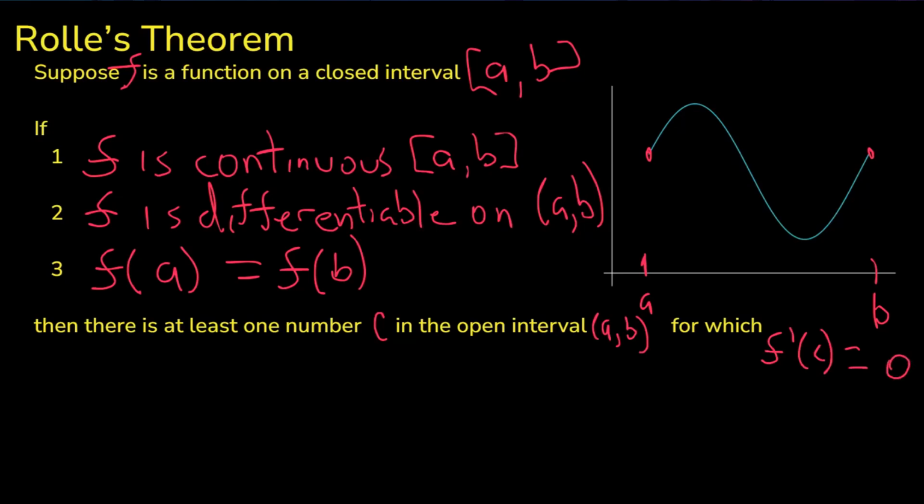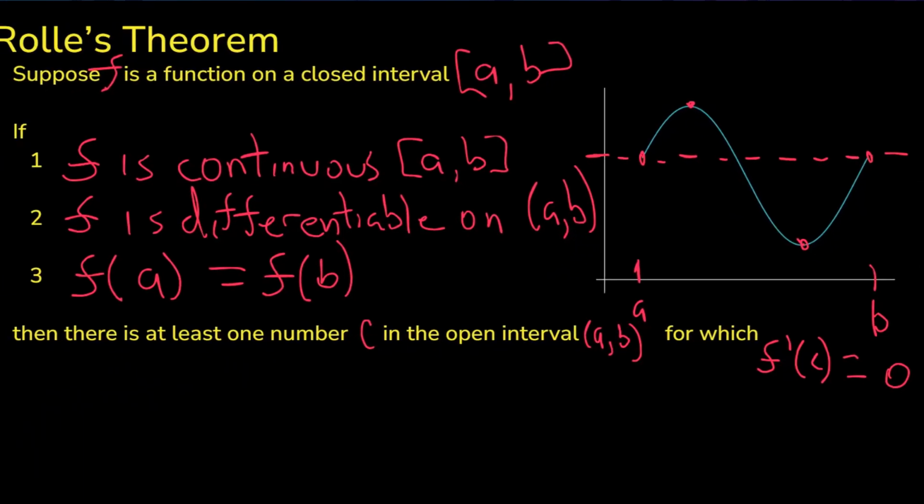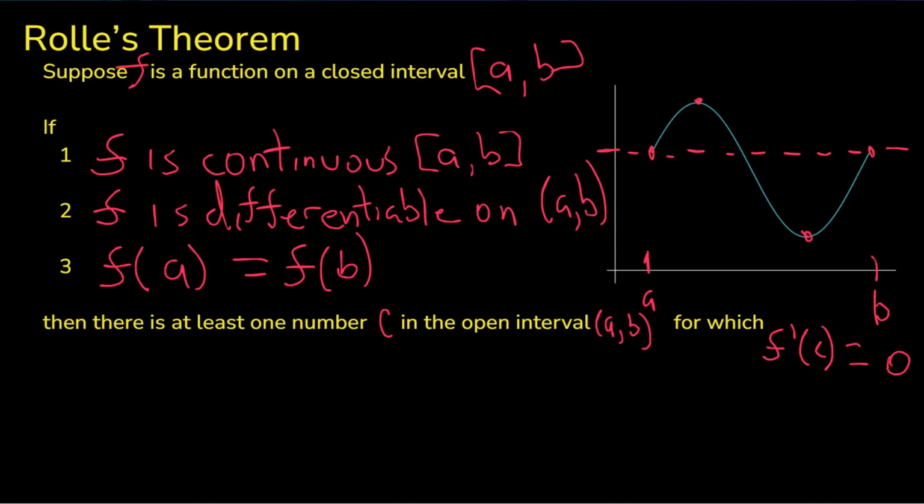So if you look at the graph here, we have f of a equals f of b, and at least one point in between, namely here, and there's also another one here, where the slope of the tangent line is equal to 0. So notice this is an if-then type statement. If the function is continuous on a closed interval, if the function is differentiable in between the endpoints of that interval, and if the endpoints have the same y value, then we know at least one number in between the endpoints, the derivative is going to be equal to 0.